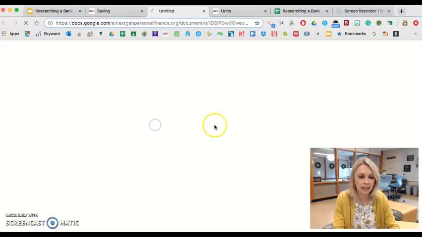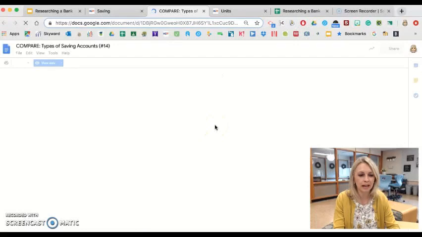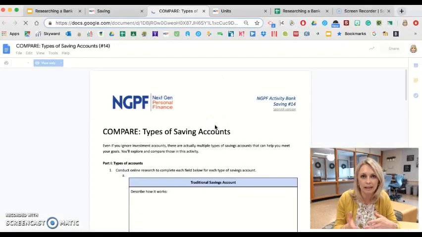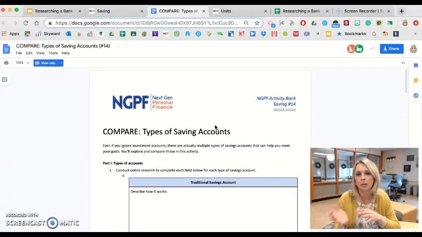So this activity could be used at the beginning of your banking unit when you're talking about different types of savings accounts, comparing different rates, the difference between a savings account, a CD, and a money market account. And what's great about this activity is it allows students to investigate the actual account types and rates at different banks. So I've used this a couple different ways in my classroom.